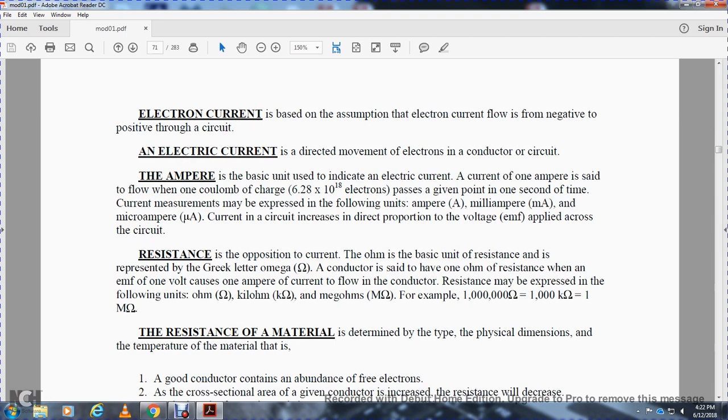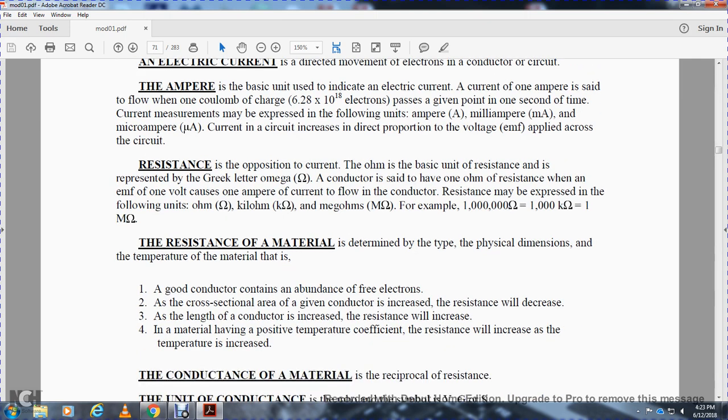Resistance is expressed in the following units: ohms, kilo ohms, and megohms. For example, 1 million ohms is 1 megohm, and 1,000 ohms is 1 kilo ohm. The resistance of a material depends on the type of material, its physical dimensions, and its temperature.